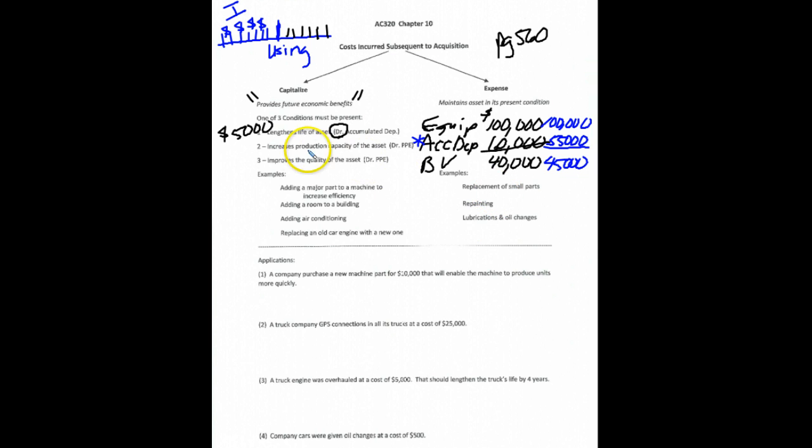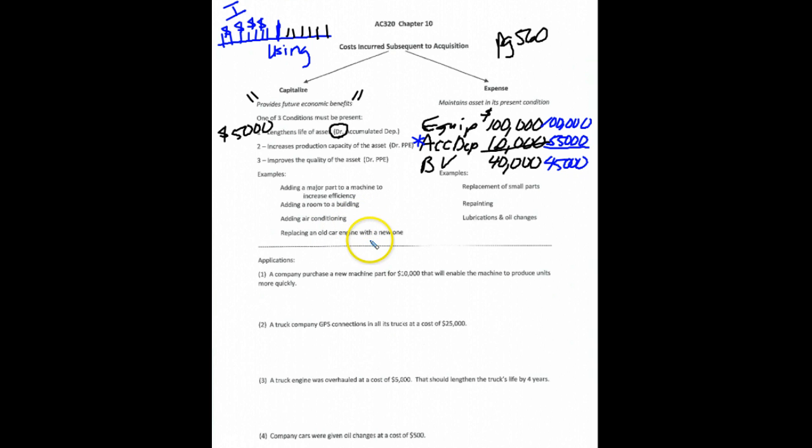Categories number 2 and 3, if it increases production of the asset, so now the asset will produce more units of whatever it is that it produces, or it improves the quality of the asset. So here's some examples of that. If we add a major part to a machine, increasing its efficiency, then we would capitalize that. If we add a room to a building, we would capitalize that. Or add air conditioning to whatever, we would capitalize that.